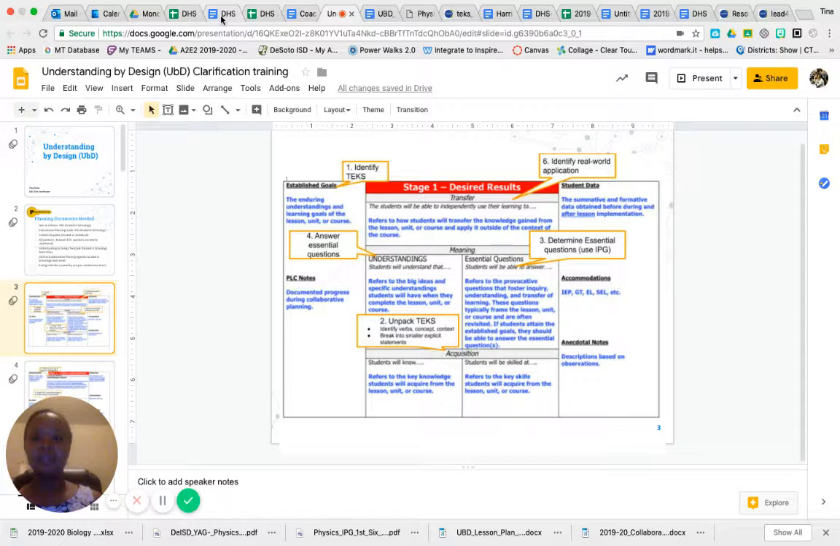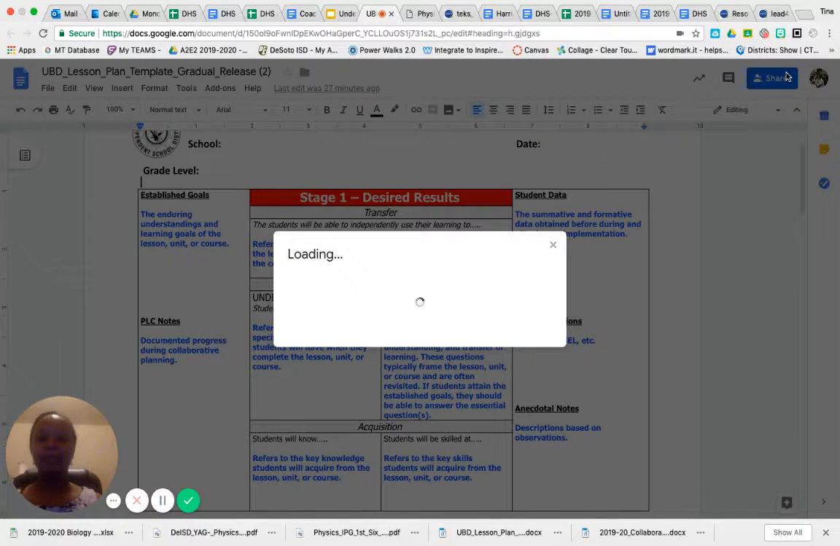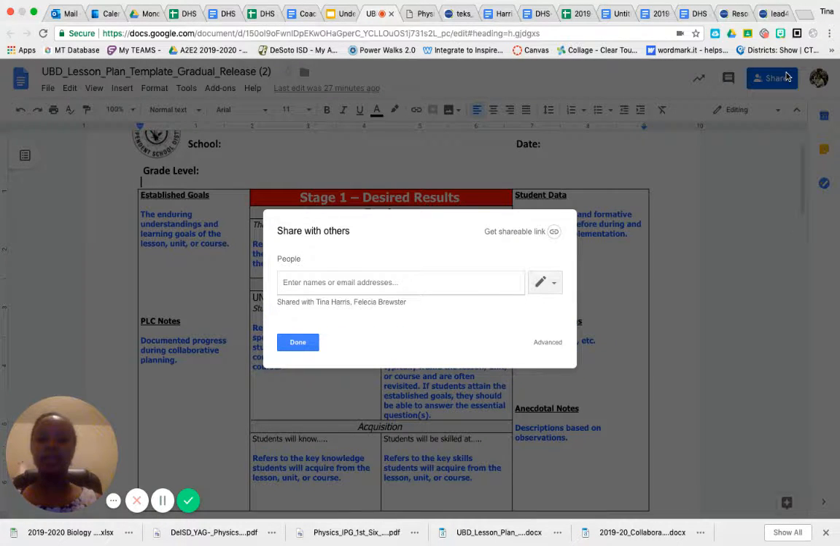What I would do is go to Schoology, download the UbD, and then place it in a Google document as a Google document. The reason why is because when you're working on this, everyone who is in the room needs to be in this document. It is not one person who is responsible for this. This is the lesson plan for the entire team.